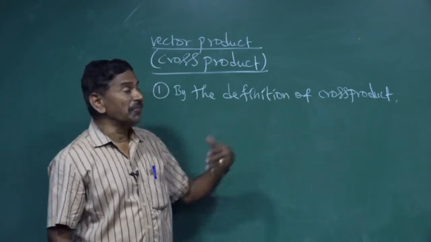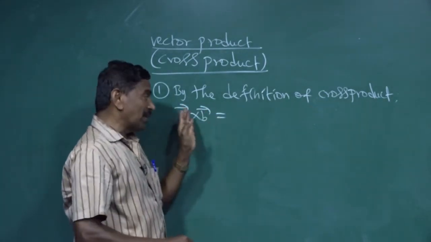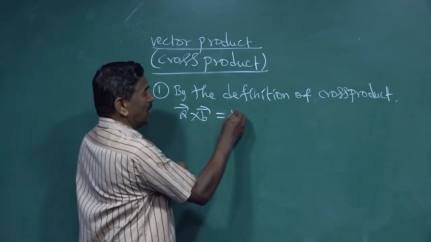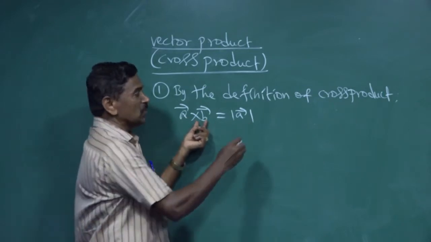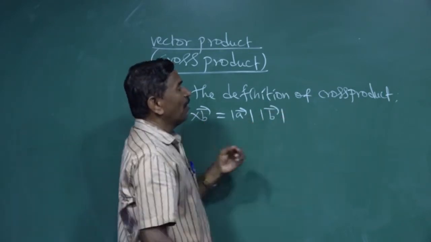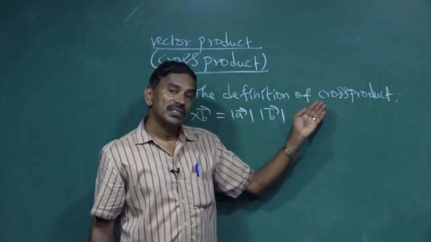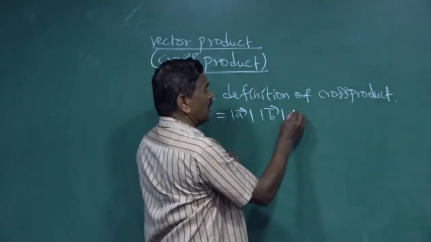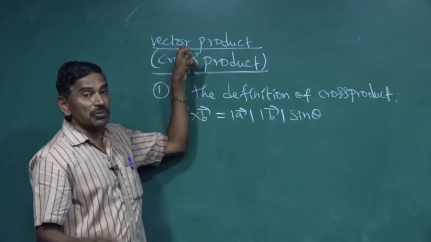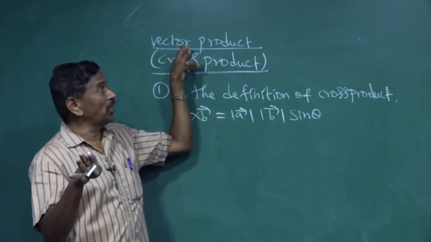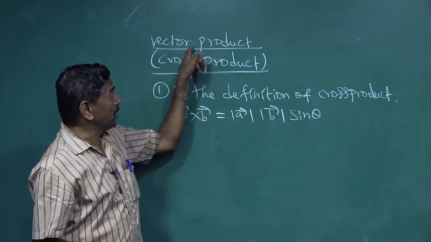The definition of cross product is given by the formula: A vector cross B vector is equal to modulus A vector, first one A vector, into modulus B vector, second one B vector. For dot product we use the cos ratio. For cross product we must use the sin ratio, that is sin theta. And also here the vector product gives a vector answer, which means the cross product gives a vector answer.